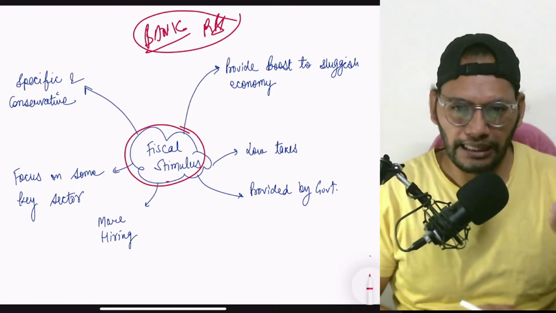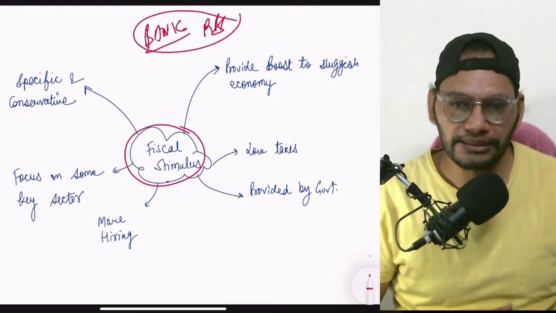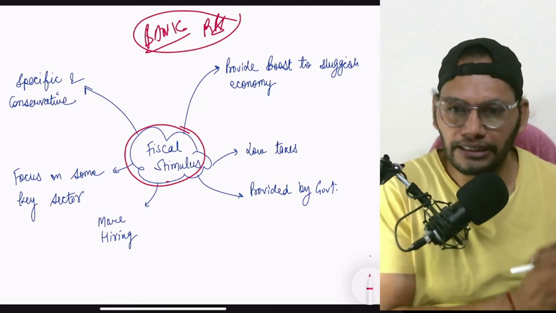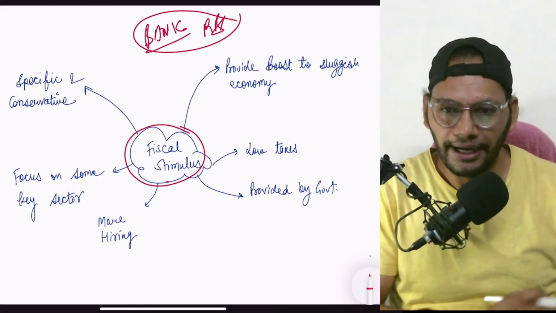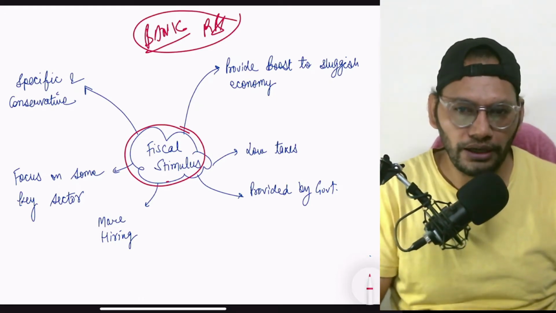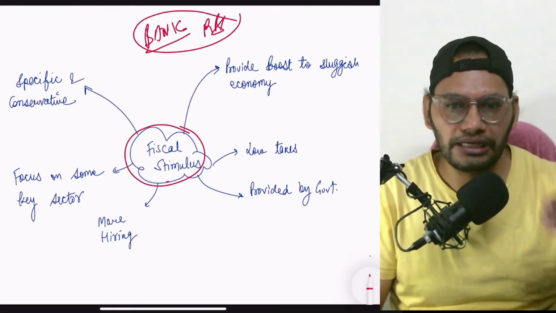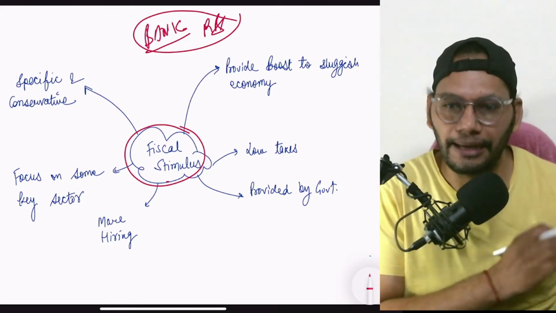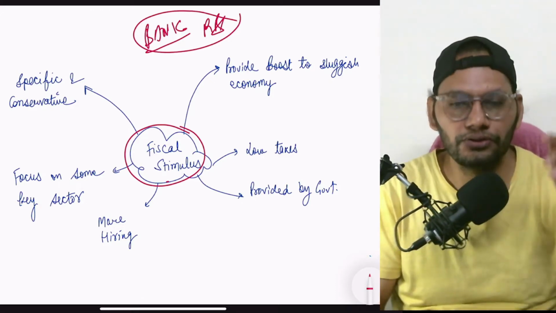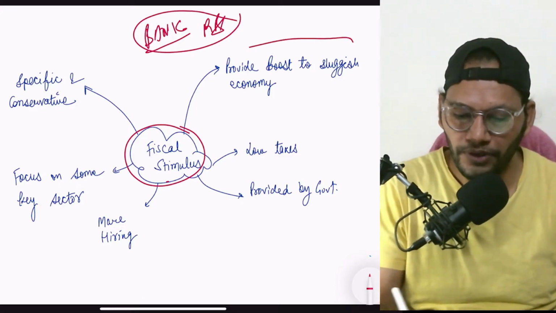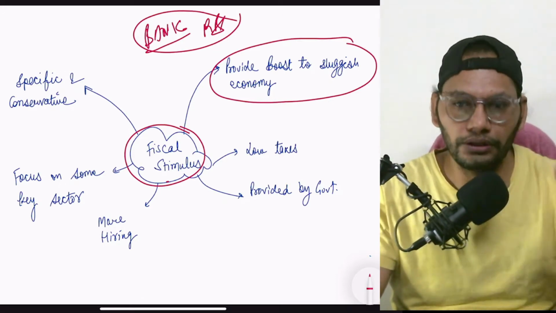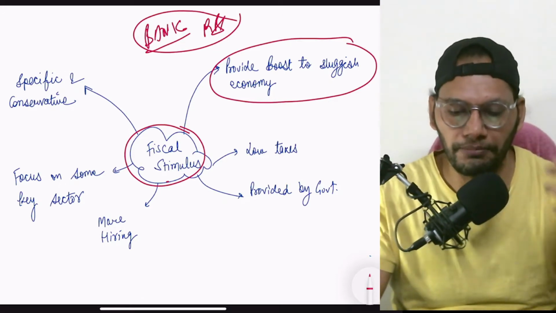Stimulus means when you do something to accentuate the process, to increase the process. It is something like a chemical reaction. When a chemical reaction is slow, we add some extra catalyst to it so that the chemical reaction can be a little bit faster. In that sense, this is called fiscal stimulus. So here the government can boost a decreasing economy, a sluggish economy, by providing a boost.